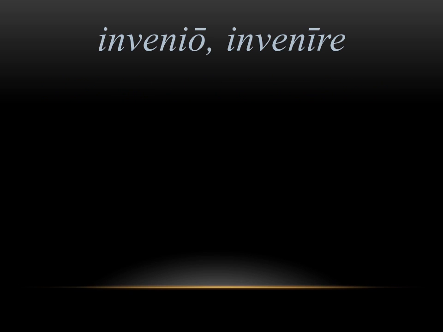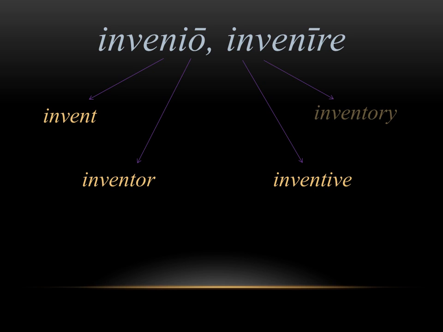To start, we want to look at the word invenio, invenire. This verb gives us a few English derivatives that are really important. So for instance, we get invent, inventor, inventive, and inventory. Now invenire in Latin means to find, and if you think about that, you can understand these four English words, because they all have to do with finding something.